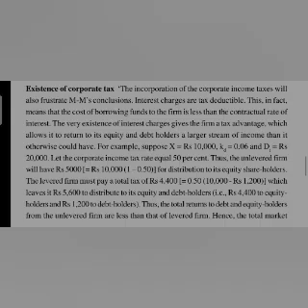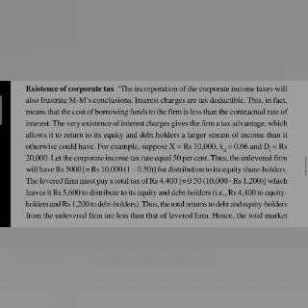Interest charges are tax deductible. This, in fact, means that the cost of borrowing funds to the firm is less than the contractual rate of interest. The very existence of interest charges gives the firm a tax advantage, which allows it to return to its equity and debt holders a larger stream of income than it otherwise could have.